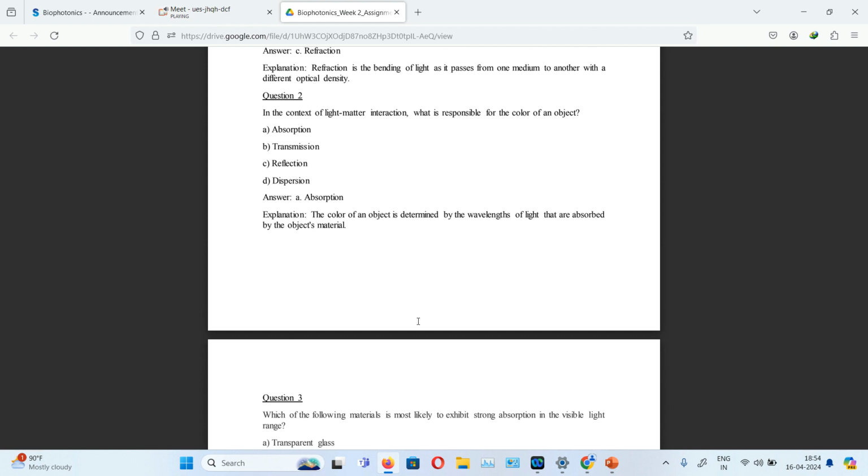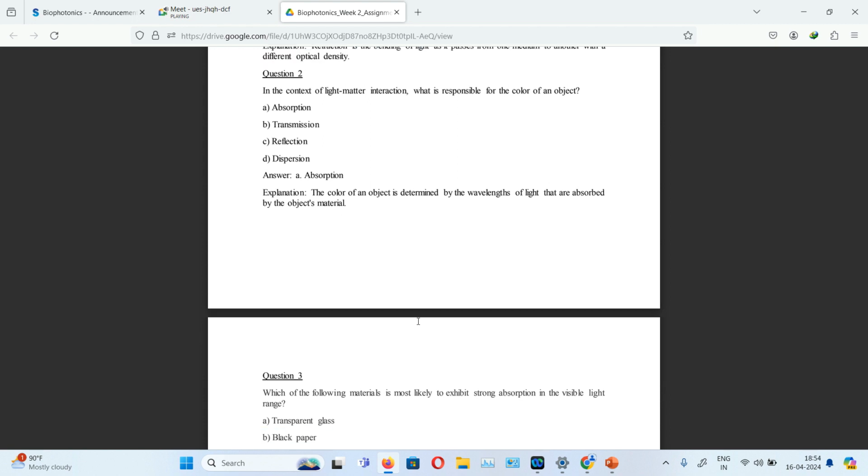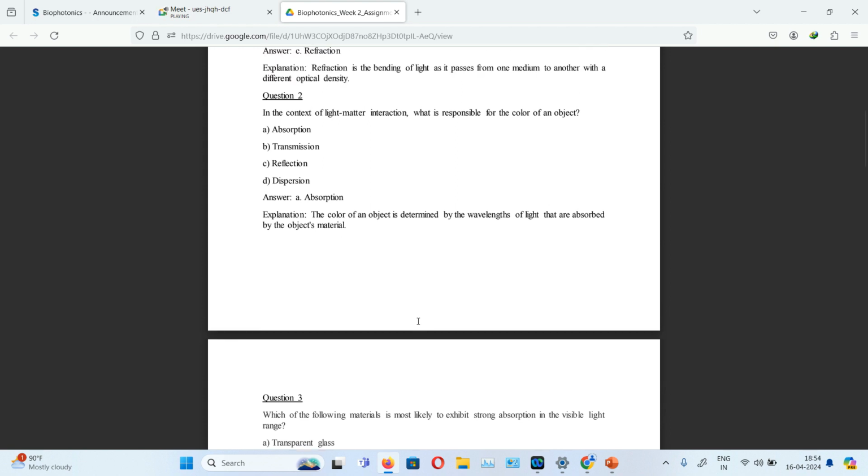Which of the following materials is most likely to exhibit a strong absorption in the visible light range? Transparent glass. Just see transparent glass. What happens? It is transparent, which means it will pass all the wavelengths hitting it. That's why we are seeing that glass as transparent. We are not seeing any color after light has passed through. That means it is not absorbing the light, it's passing all the light through it.